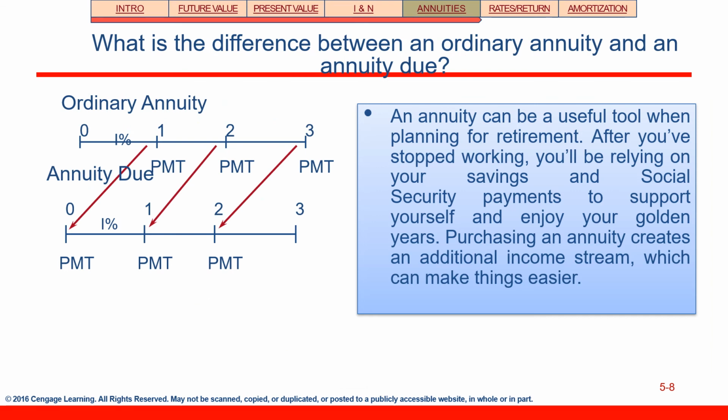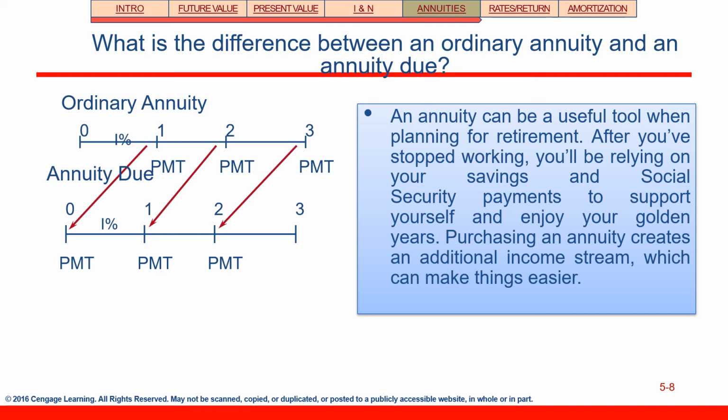What is the difference between an ordinary annuity and an annuity due? Just like in our lessons on future value, the difference is only on the payment. If it is an annuity due, the payment or installment is paid at the zero period, while in an ordinary annuity, it is paid at the end.